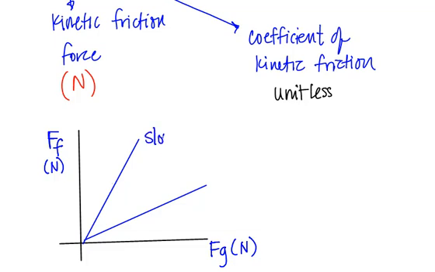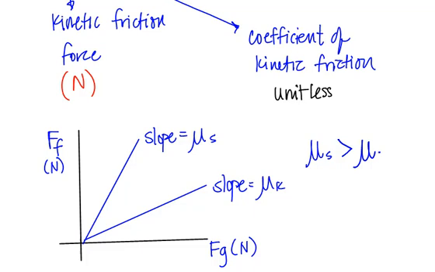So the slope of this graph right here would be your coefficient of static friction, and the slope here would be the coefficient of kinetic friction. And as a rule, the coefficient of static friction is always greater than the coefficient of kinetic friction. It's always harder to get something going than to keep it going.